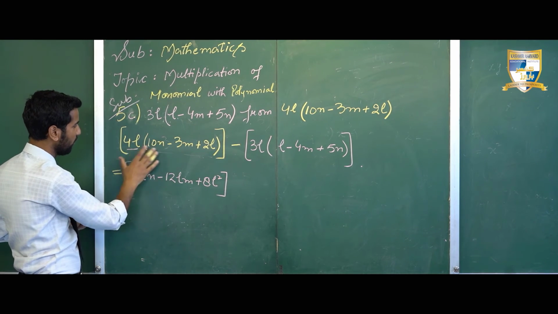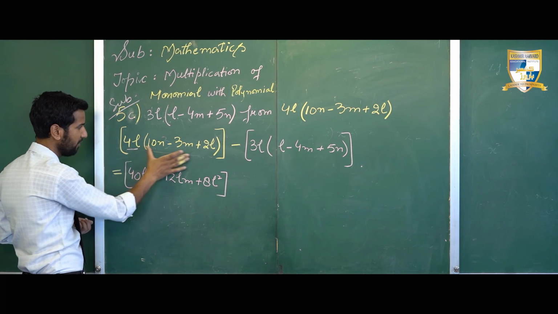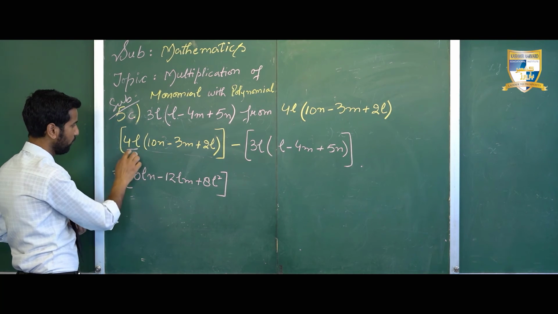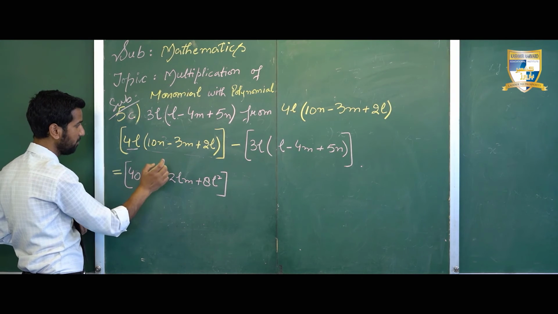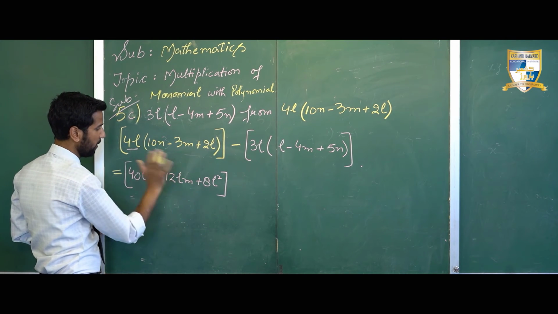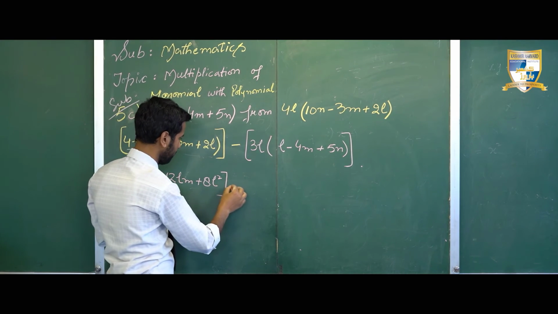So what we are doing here is just multiplication of a monomial with a trinomial. So 4L into 10n, 4L into minus 3m, and 4L into 2L. Now the second part.